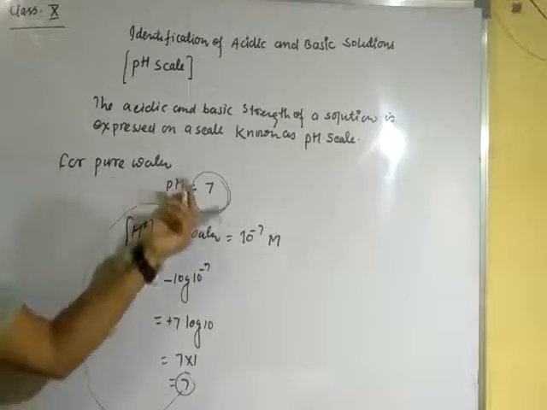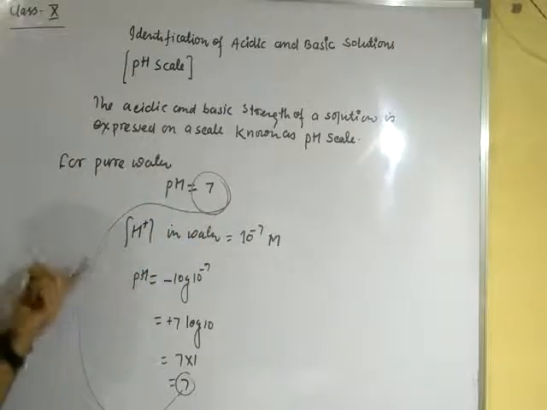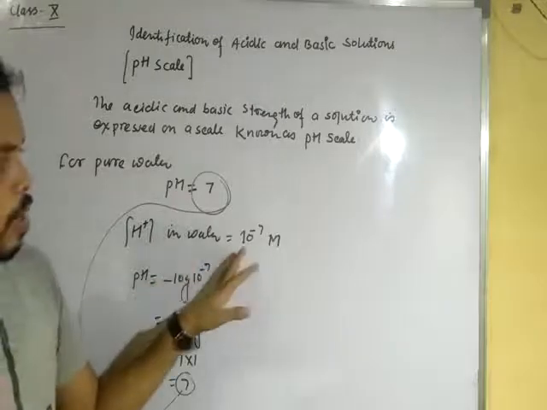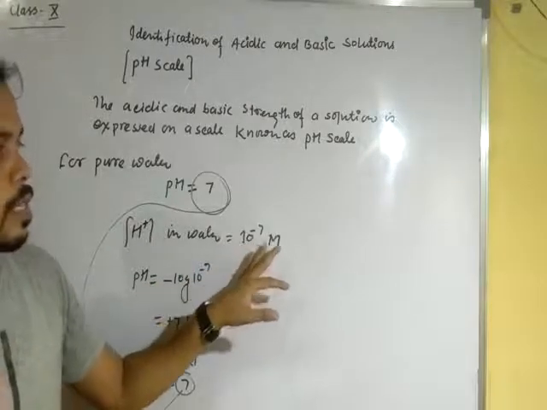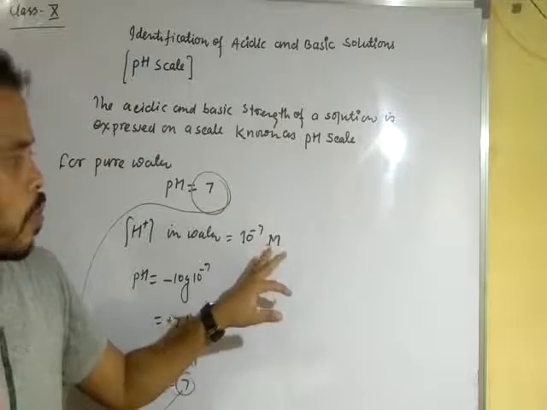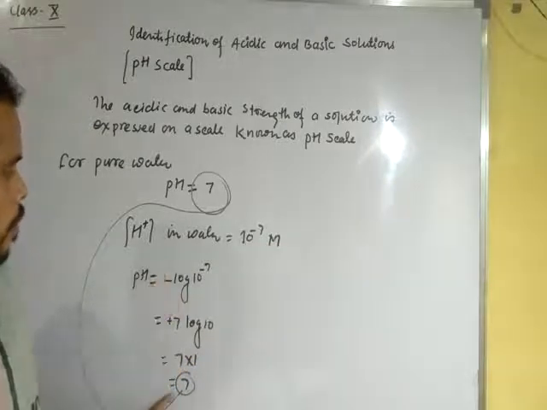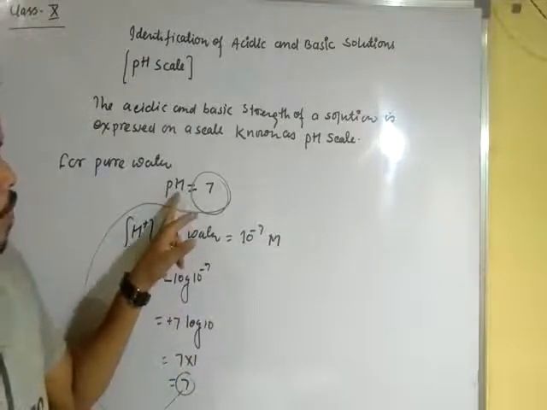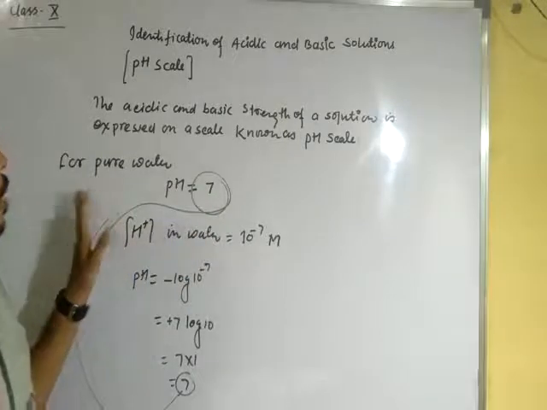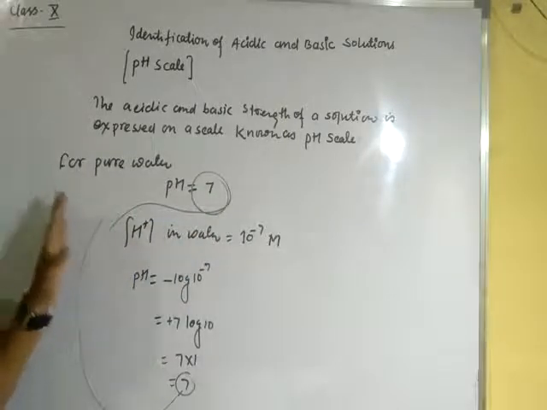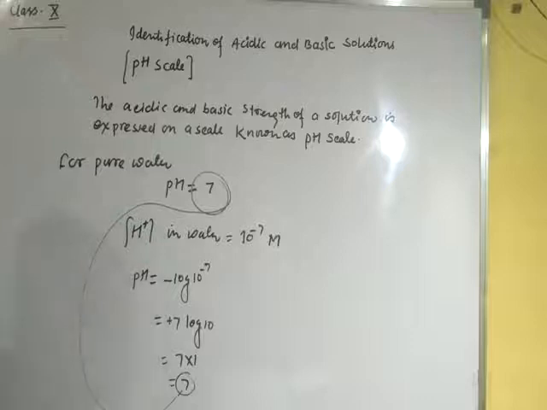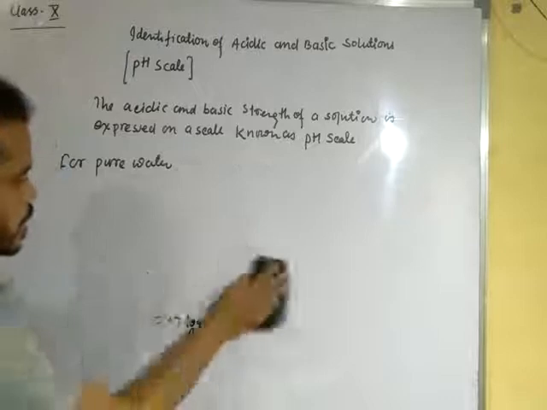For pure water, pH is equal to 7 because the H plus ion concentration in water is found to be 10 to the power minus 7 molar, that means mole per liter. After solving we get pH is equal to 7. That means if pH is equal to 7, water is neutral. Okay, dear student? So let us see a pH scale.